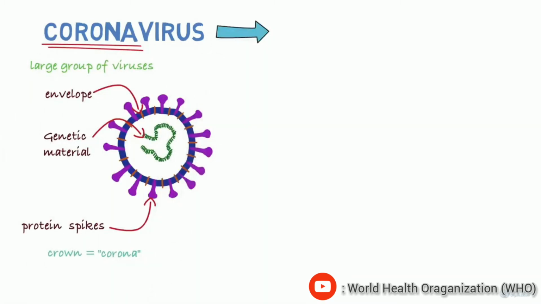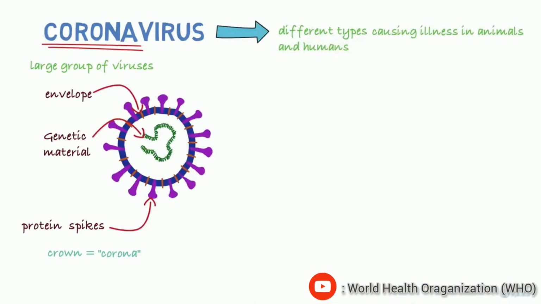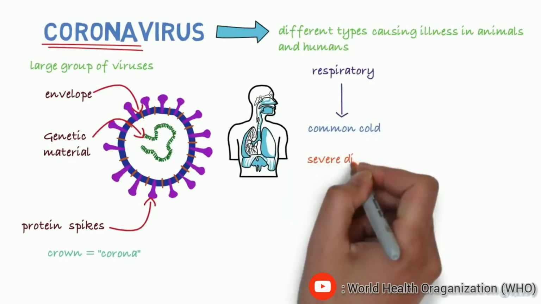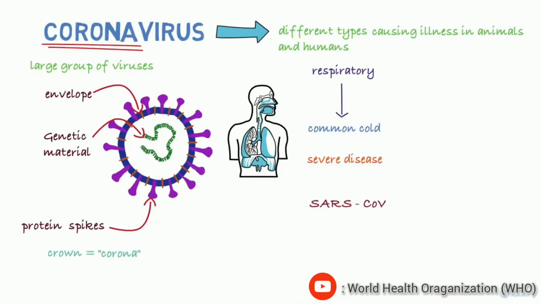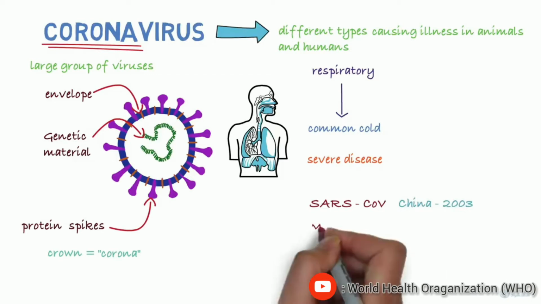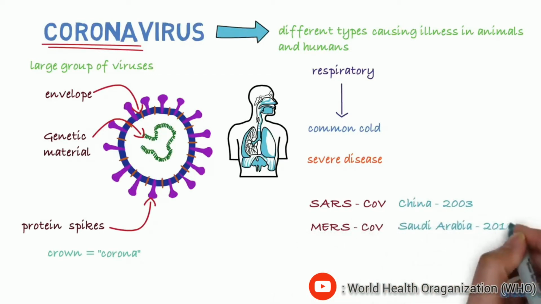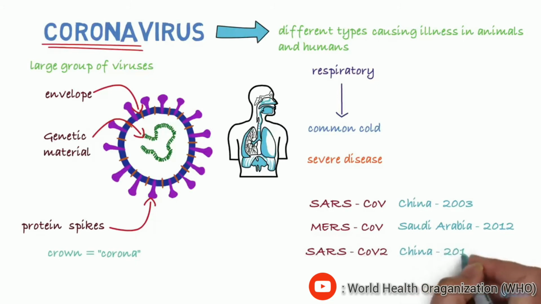There are different types of coronaviruses that cause illness in animals and humans. In humans, coronaviruses can cause respiratory infections ranging from the common cold to more severe diseases. These include the severe acute respiratory syndrome coronavirus, first identified in China in 2003, the Middle East respiratory syndrome coronavirus that was first identified in Saudi Arabia in 2012, and SARS-CoV-2, the name of the virus that causes COVID-19 that was first reported in December 2019.